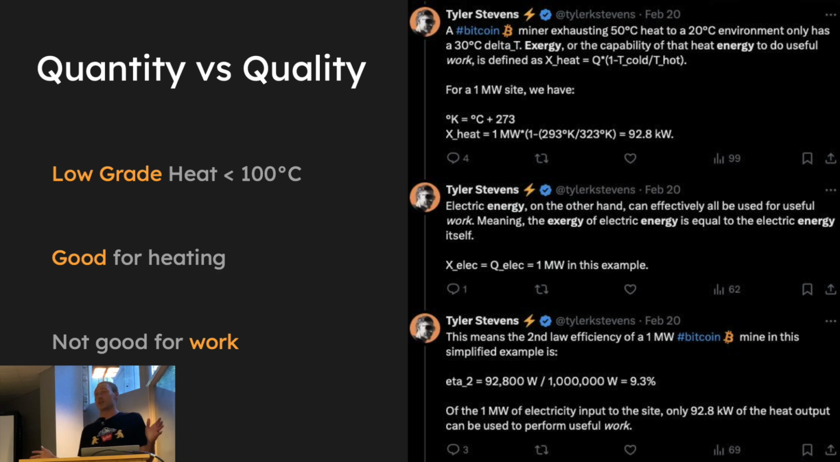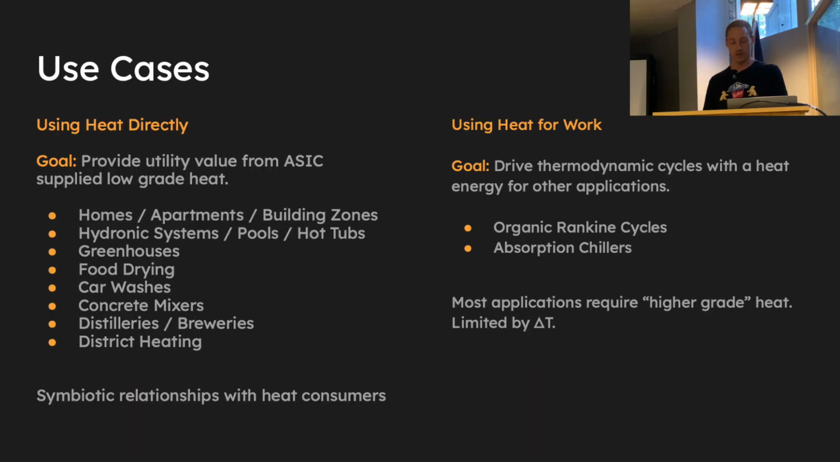And that's not even taking into account the inefficiencies from the system, the heat transfer process, some of your machinery, right? This is like a best case scenario, just looking at what's called a second law efficiency analysis. So now we're kind of understanding the constraints of using heat for useful applications. Good for heat, hard to do things with it. So what are these use cases?